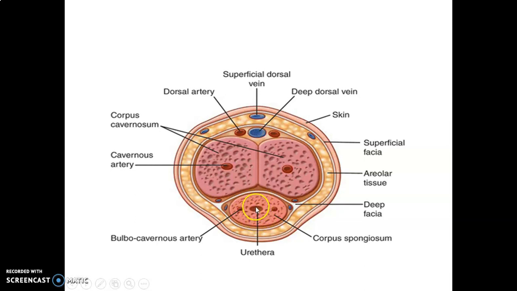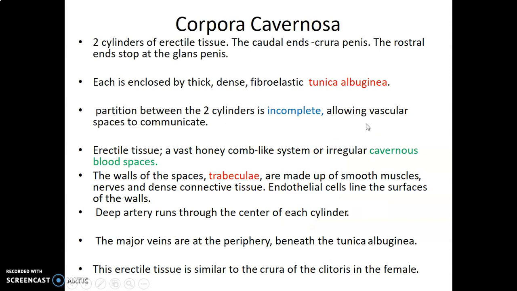The corpus spongiosum contains the urethra, and you can see the vessels within them: the bulbocavernous artery in the corpus spongiosum, and the corpus cavernosum has the cavernous arteries in them. And then on the dorsum of the penis, you have the deep dorsal artery and the veins, and then you also have a superficial artery. So there's skin followed by superficial fascia, areolar tissue before you get to the deep fascia and the erectile tissue.